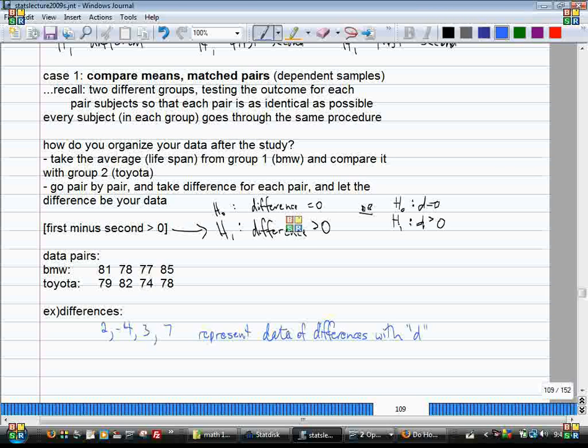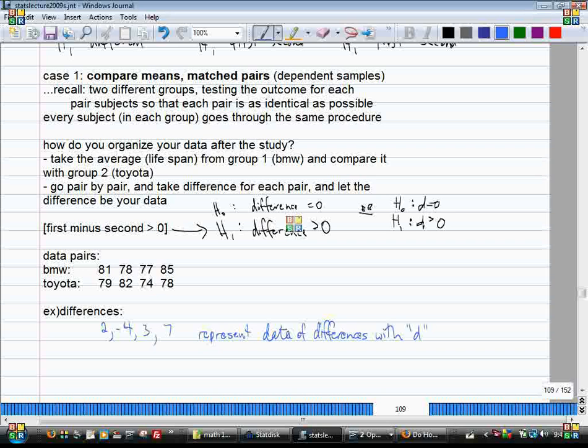You get the difference, and what should it be if BMW owners live longer? It should be a positive number, and the way that we say it in math, greater than 0. So in words, your alternate claim is that the difference is greater than 0. But in notation, D is greater than 0. And then your H0 is just D equals 0.